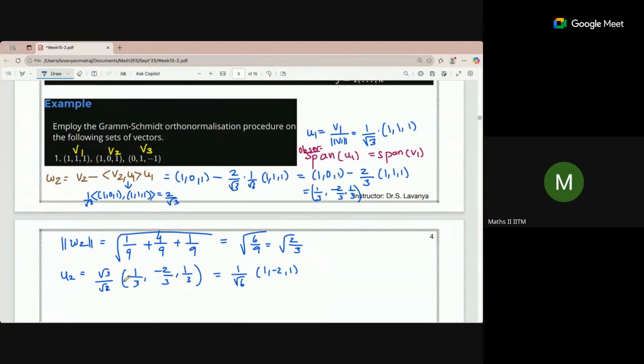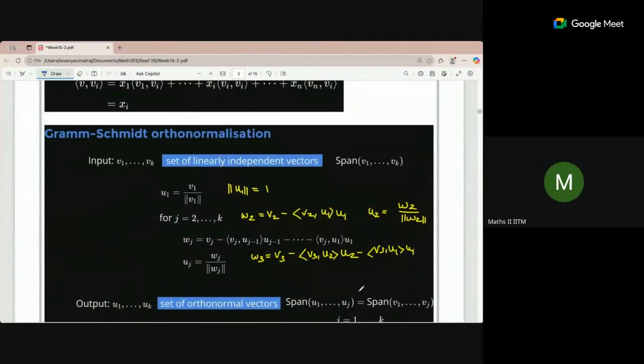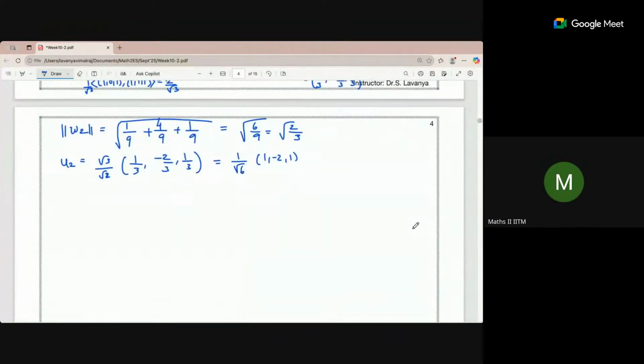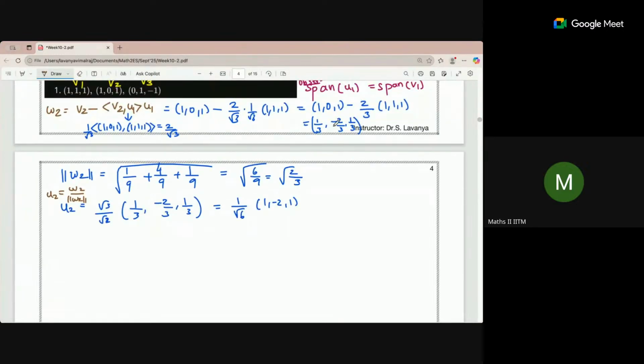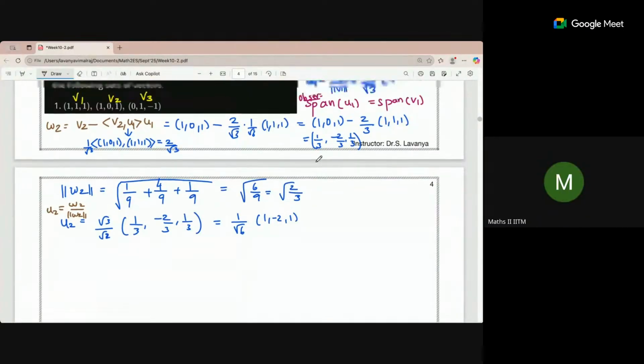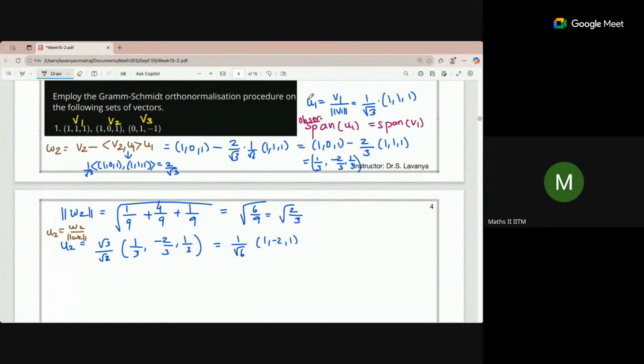Is this fine? Ma'am, but U2 would be V2 by norm of V2, right? U2 is W2 by norm W2. So this is your W2 and this is your norm W2. Okay, ma'am. So that first formula will only apply to U1. Yeah, that's what I said. You should not do it for all vectors. You should only use it for u1 and then you find w2 and then you find u2 in this way. Every time write the formula so that you easily remember it.